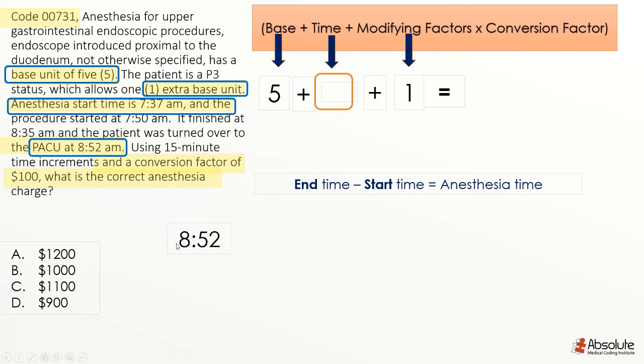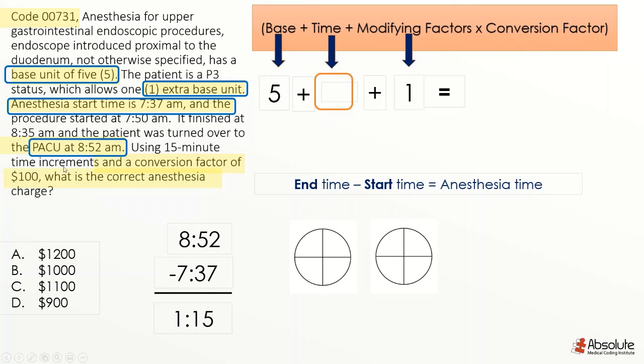We've got the end time at 8:52 because that's when they were turned over to PACU. The start time, we already have it here, 7:37. So we subtract the two and we get 1 hour and 15 minutes. We're doing 15-minute time increments, so if you divide 15 into 60, the hour is 60 minutes. So we need 1 hour and 15: 15, 15, 15, 15, and 15 right here too. So this gives us 1, 2, 3, 4, and 5.